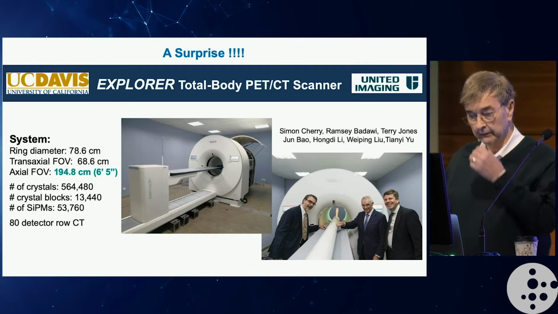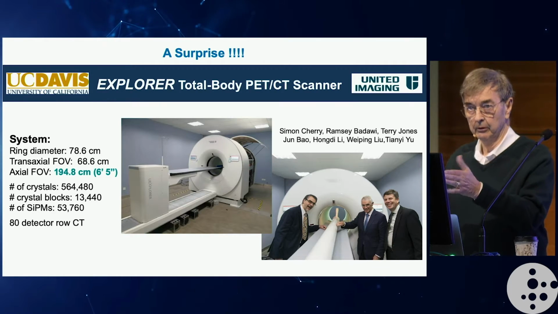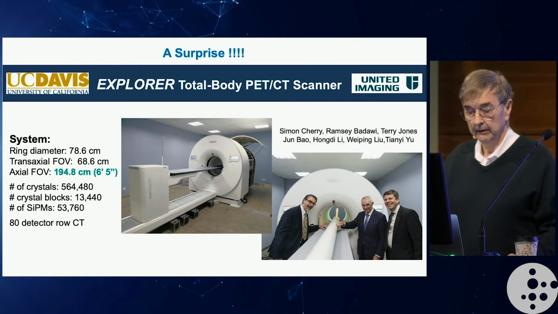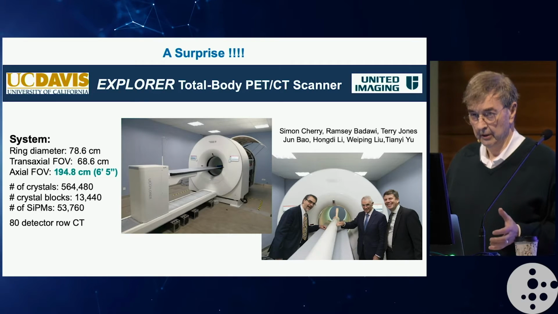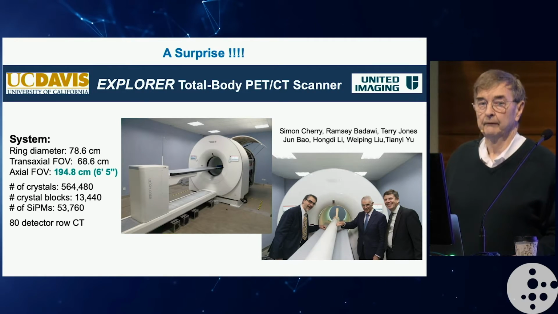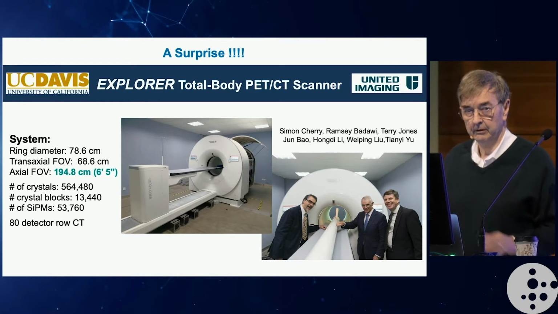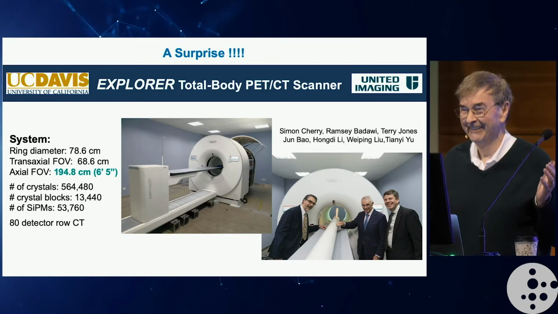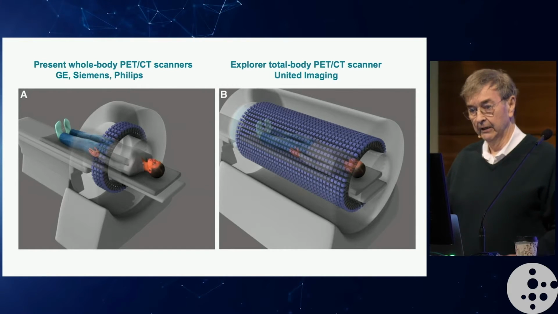So Simon convinced them that they could build this Explorer, a total body PET CT scanner. And then he said to the CEO and the head of R&D, which they had agreed to do this, don't you want to know the market forecasts? And they said, no, we will build it and find out. Now, we used to do that in our country. So they did, they built it. Now, that's what it looks like.